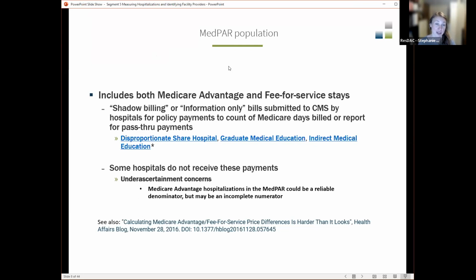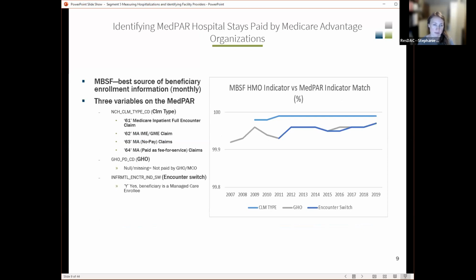And that's one reason why some of you might be like, I never even knew that the MedPAR included them. It wasn't something that was widely advertised. And in our previous fee-for-service studies, we've just said we're not interested in those Medicare Advantage people, we recommended just taking them out. So how could you identify MedPAR hospital stays that are paid by Medicare Advantage organizations?